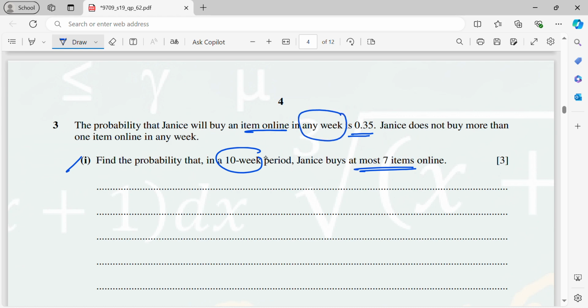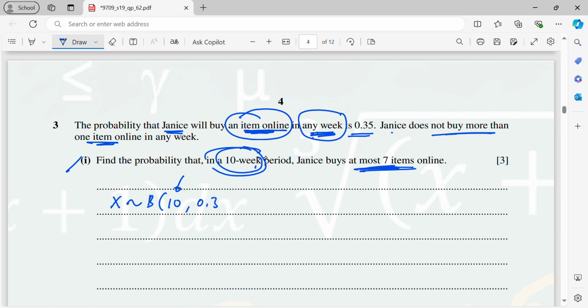Because we know that Janice will only buy one item in a week, and you are now considering 10 weeks, it is expected to be 10 items, because at most 7 items is what you need to count. Since in any week it will be just one item, as it is mentioned Janice does not buy more than one item, 10 weeks means up to 10 items. So my n is 10, and this 10 is 10 items. The probability is 0.35, and now at most 7 items.